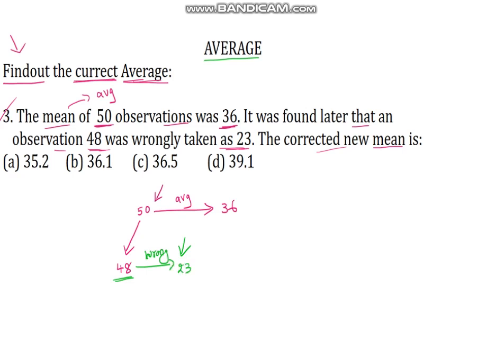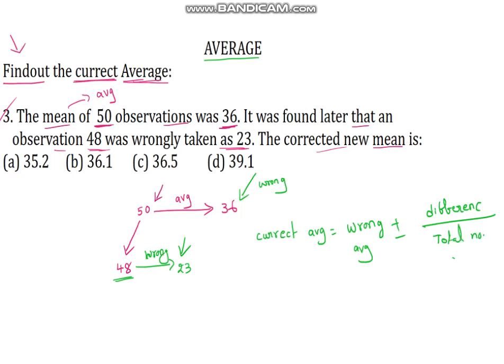So if one number is wrong, the average is also wrong. We have to find the correct average. Here is one formula for the correct average. Correct average equals wrong average plus or minus difference, divided by total number of observations. Here, see, what is the wrong average? 36.